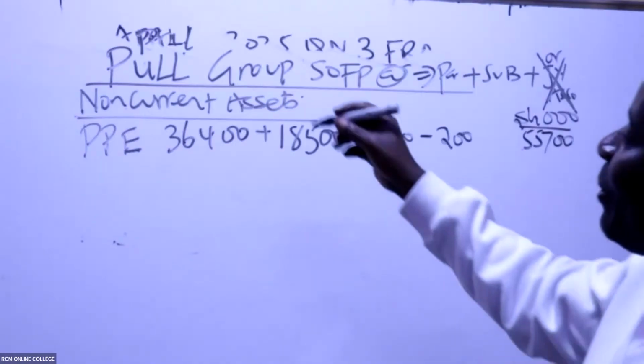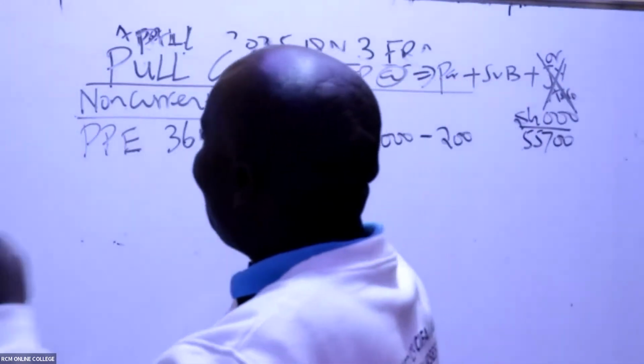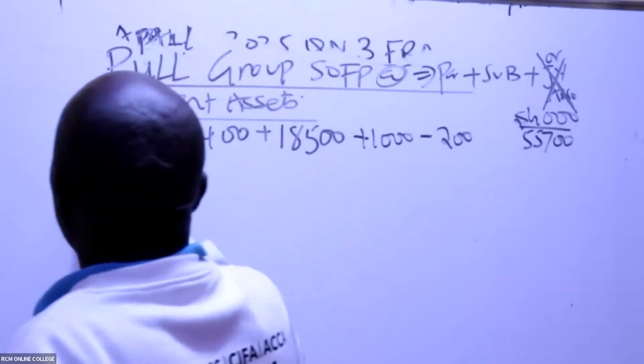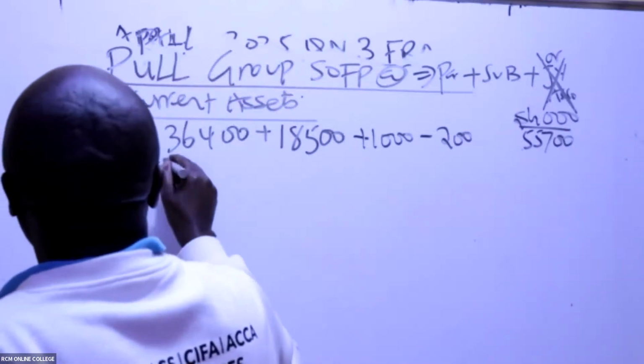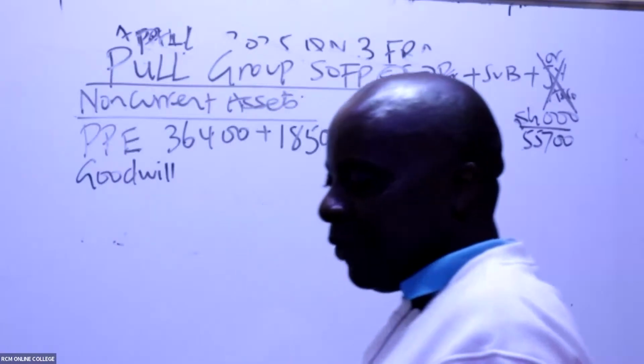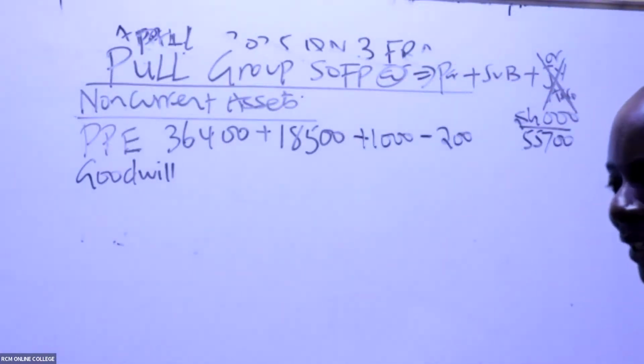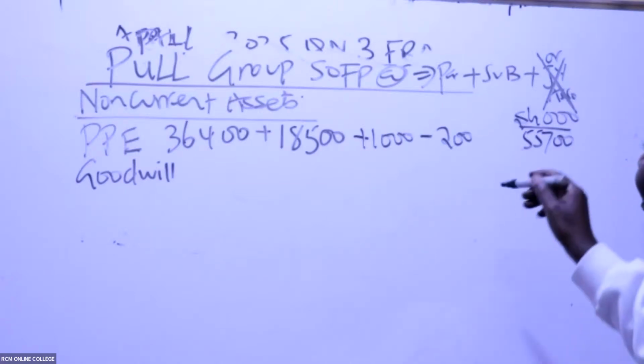Kutoka hapa, do we have any important futuristic assets? Yes. Assets that will be able to span more than a year. Goodwill. Goodwill, already you guys gave me a figure. Do you remember the figure ya goodwill? Goodwill ilikuwa ngapi?